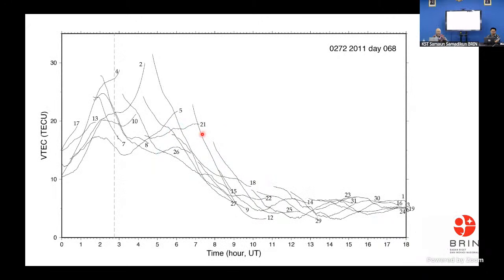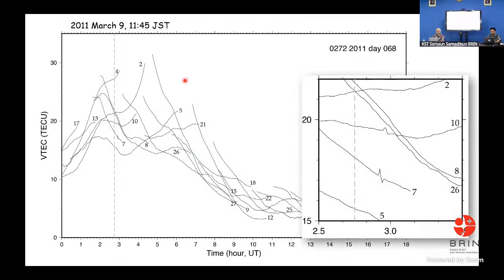And this is a real record in 2011 in Japan. I will magnify the data around this vertical line. So now you can see there's a sudden increase and a decrease. We call this N-shaped disturbance because this looks like a capital letter N. And this is a typical signature of an earthquake.